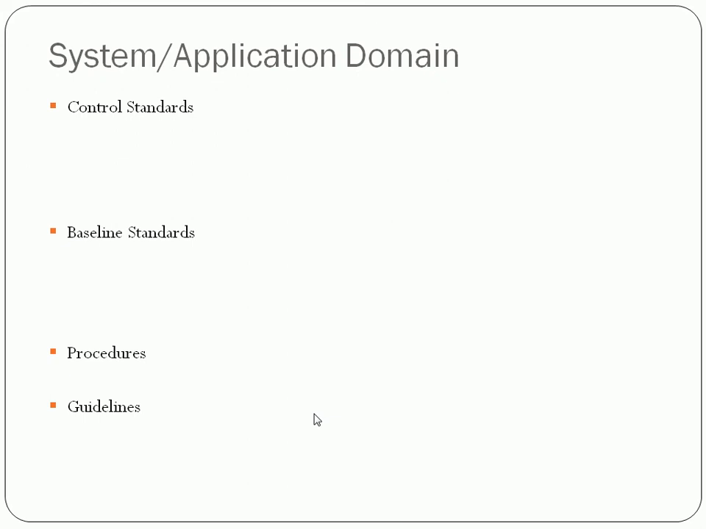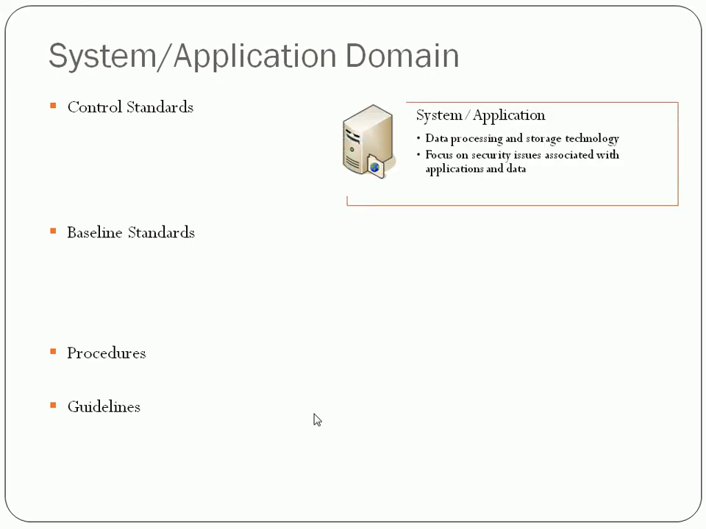Finally, the system and application domain. This is the last one. So this is really the heart of IT, the central part of IT, what we think of as our data center. So data processing and storage technology. This will focus on security issues associated with applications and data. So this would be our database servers, our web servers, our email servers. All that infrastructure that's typically in our data centers. Our virtualization, nowadays virtualization is all the rage. So it could be our virtual environment. It might include SANs and blade servers and things like that.